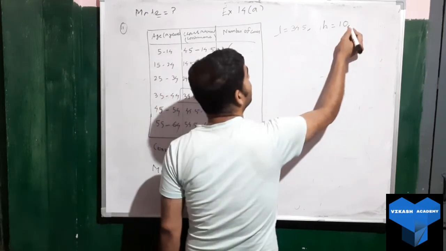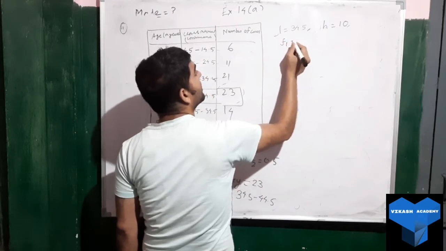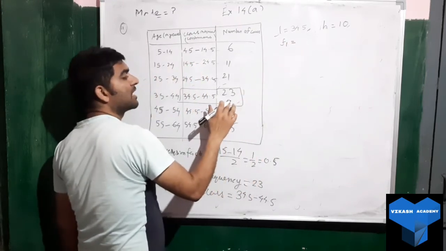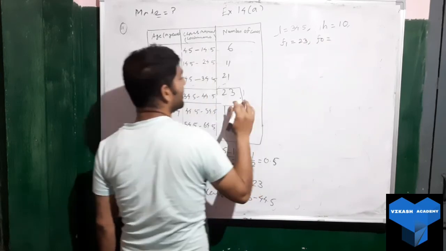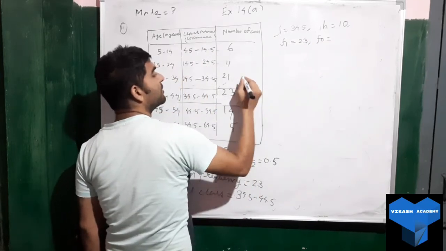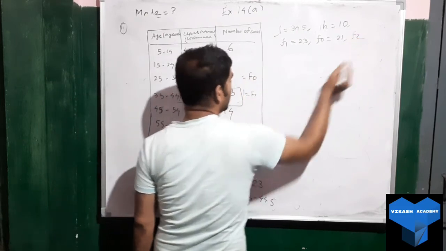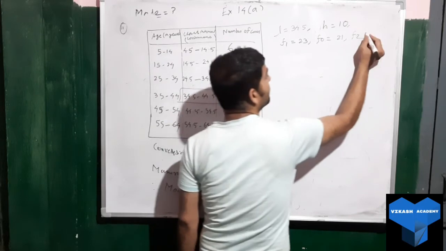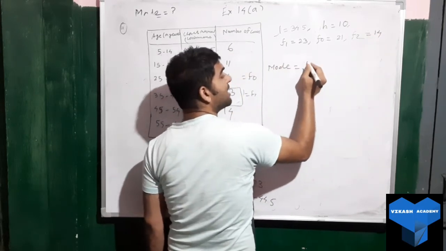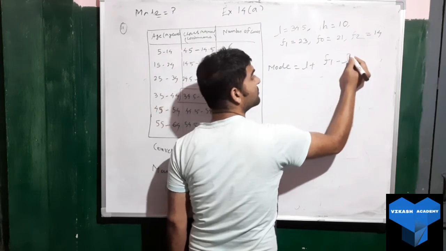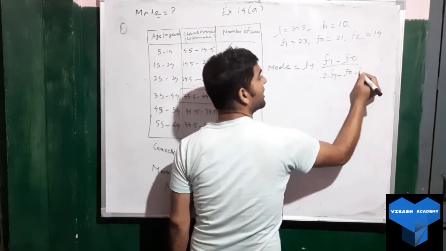Next, let us find F1. F1 is the frequency of the modal class, so 23. F0 is just before that. This is F1, so before that is F0, we got 21. F2, how much are we getting here? 14. We will write F2 is equal to 14. Use the formula: Mode is equal to L plus (F1 minus F0) divided by (twice F1 minus F0 minus F2), in bracket, into h.